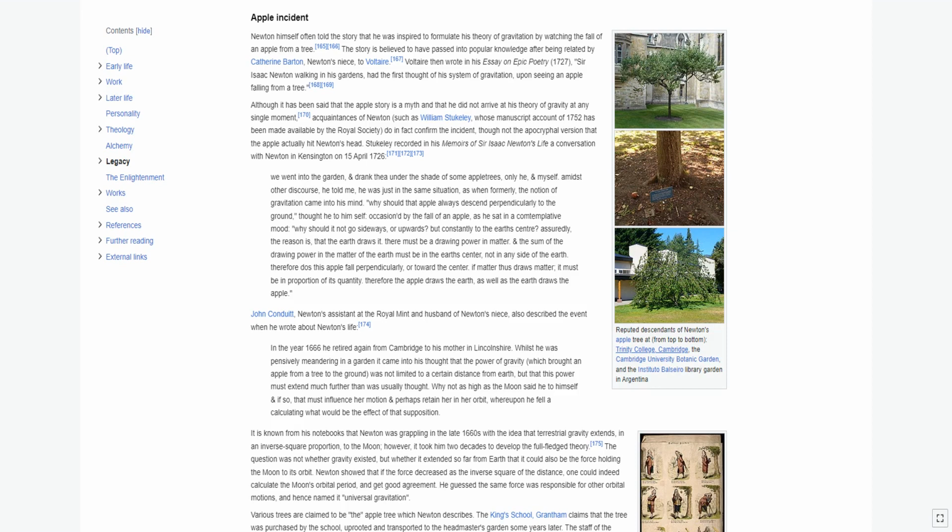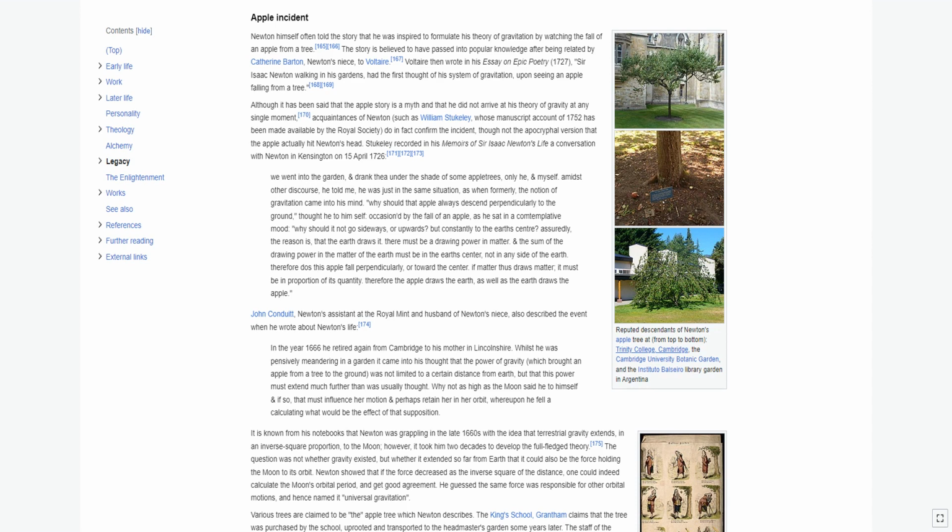Newton himself often told the story that he was inspired to formulate his theory of gravitation by watching the fall of an apple from a tree. The story is believed to have passed into popular knowledge after being related by Catherine Barton, Newton's niece, to Voltaire. Voltaire then wrote in his essay on epic poetry, 1727, "Sir Isaac Newton walking in his gardens, had the first thought of his system of gravitation, upon seeing an apple falling from a tree."